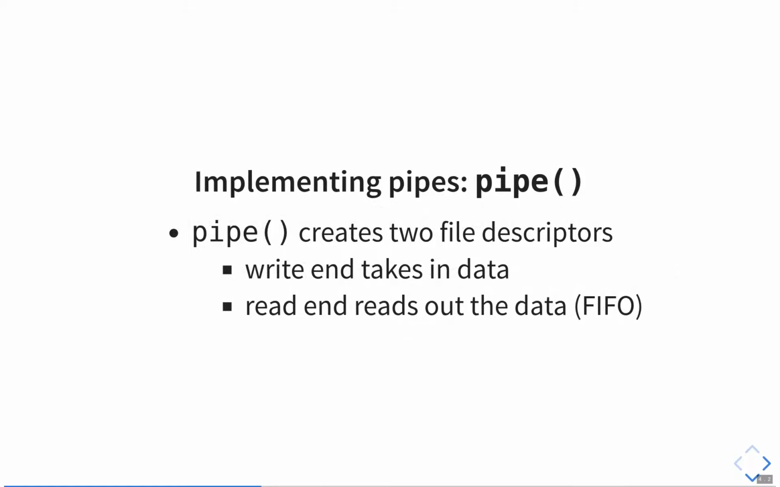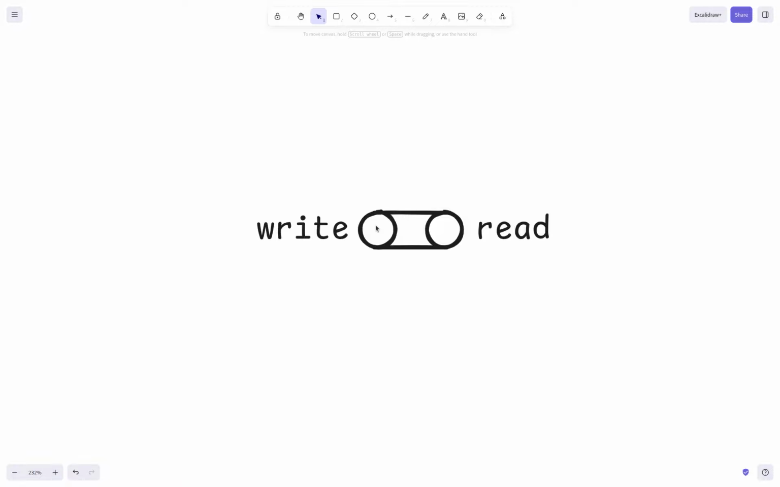A pipe, if you use the pipe syscall, just creates two file descriptors, a write end and a read end. I have a diagram here to show this, very simple. A pipe has a write end and a read end, similar to plumbing, I suppose, where you have data coming in and data coming out. Instead of water, it is data. This enables processes to communicate with one another.